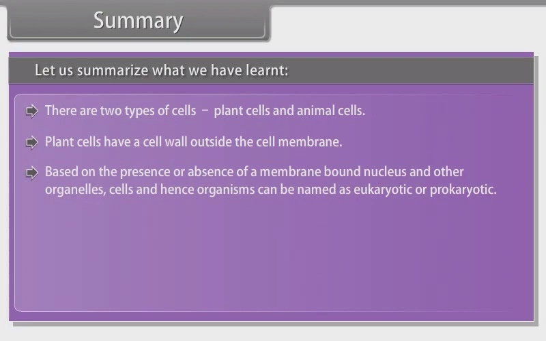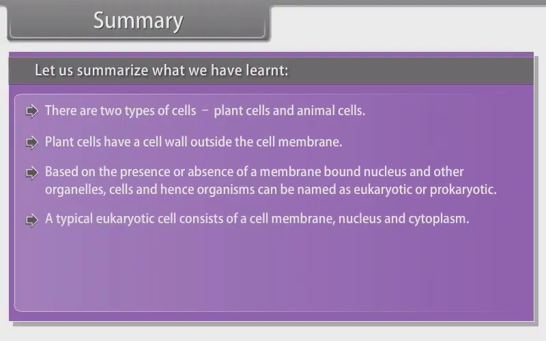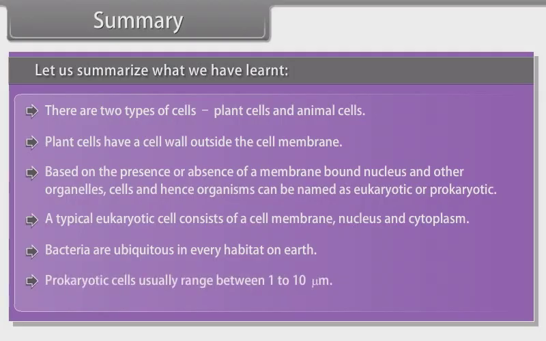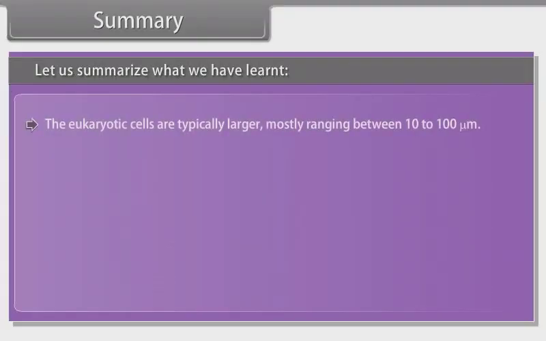Based on the presence or absence of a membrane-bound nucleus and other organelles, cells and hence organisms can be named as eukaryotic or prokaryotic. A typical eukaryotic cell consists of a cell membrane, nucleus and cytoplasm. Bacteria are ubiquitous in every habitat on Earth. Prokaryotic cells usually range between 1 to 10 micrometer. The eukaryotic cells are typically larger, mostly ranging between 10 to 100 micrometer.